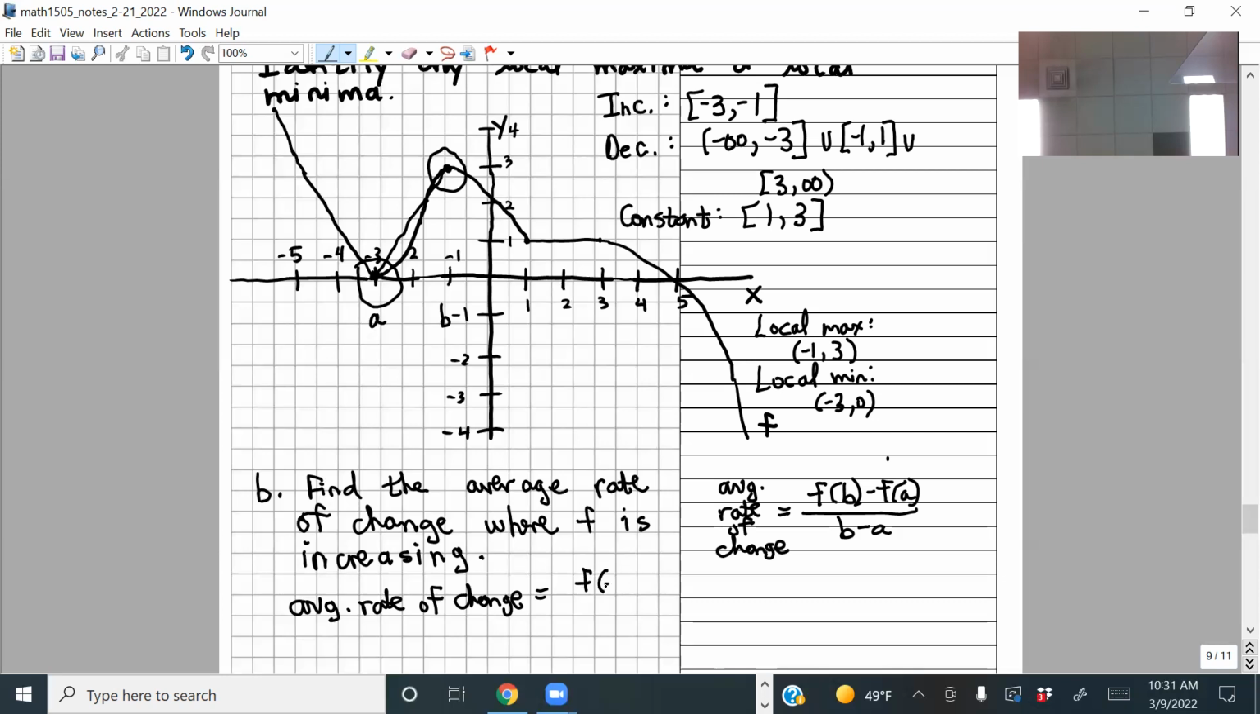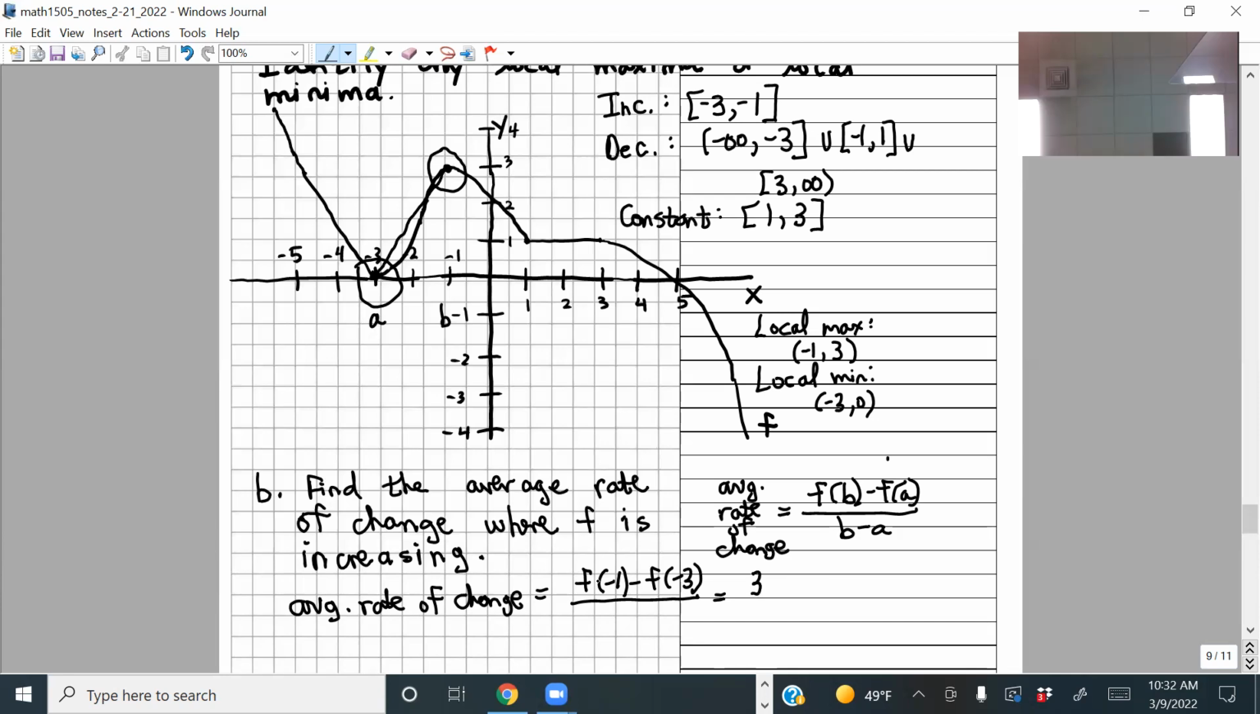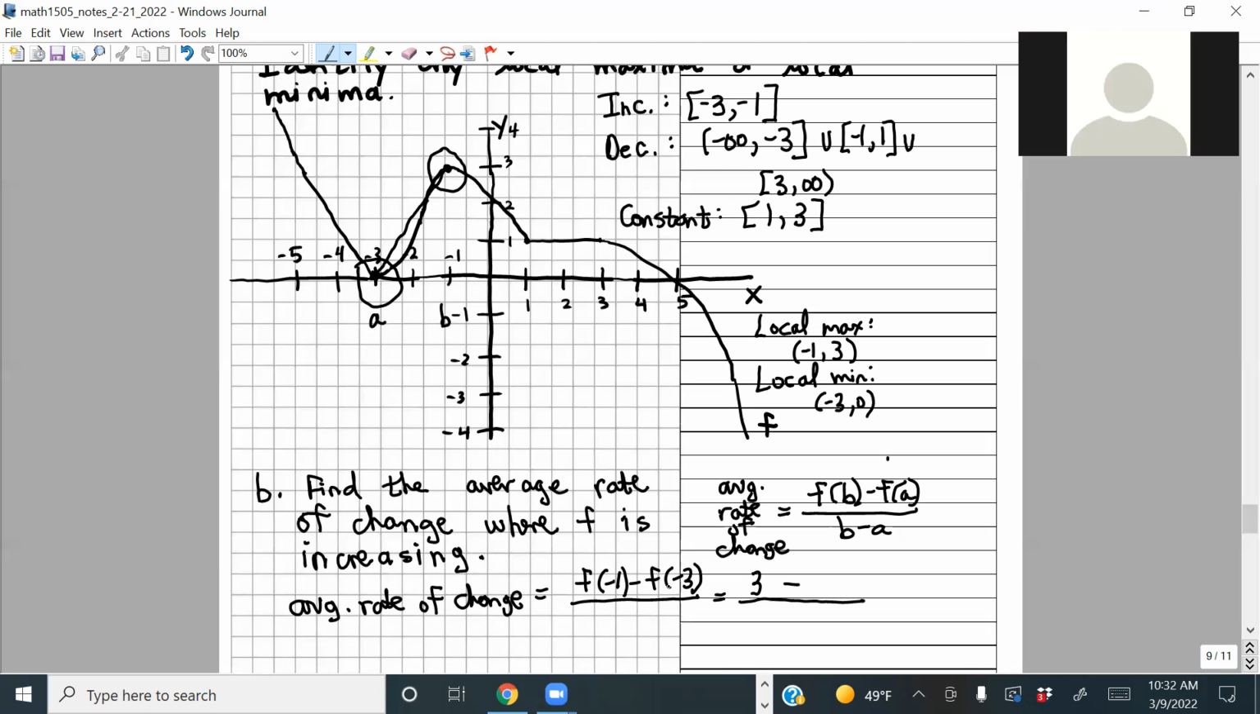We have f of -1 minus f of a, which is -3, right? So what's f of -1? F of -1 means the y value, right? So what's the y value when x is -1? What do we see on the graph there? 3. Yeah, sure, right. Okay, so this is just 3. All right, now what's f of -3? 0. Yeah, okay, right.